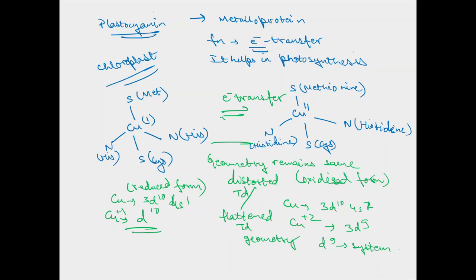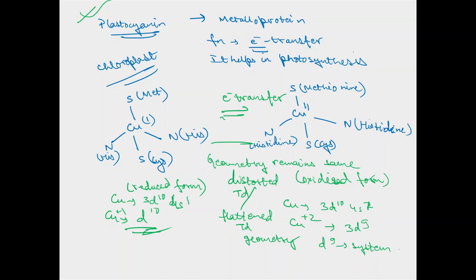I told you the other facts because you might come across questions in which other things are asked, like what is the function of it, or why. Maybe they can also ask why this one is not colored but this one is colored. The answer would be because it is a D10 system, whereas this is a D9 system. D10 means it is completely filled. So that type of question might also come, so you should know a little bit about plastocyanin.